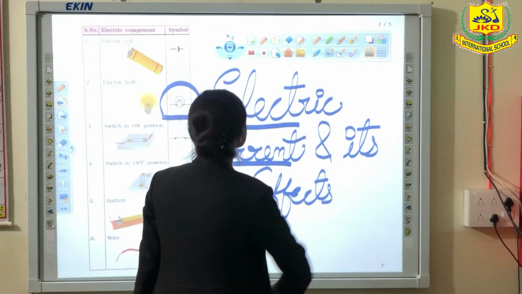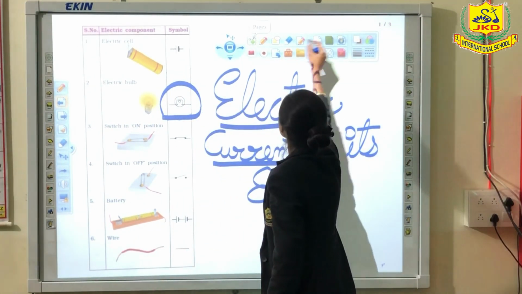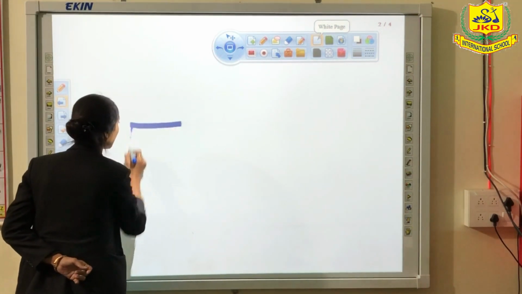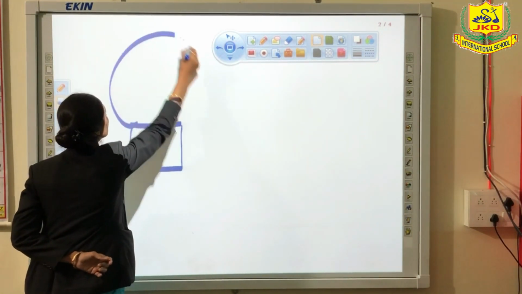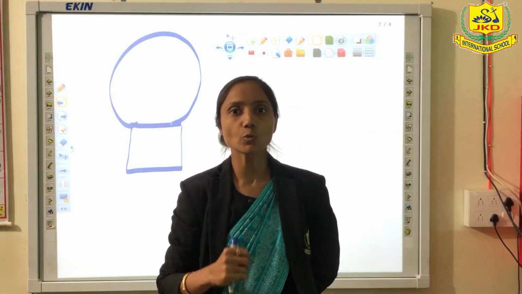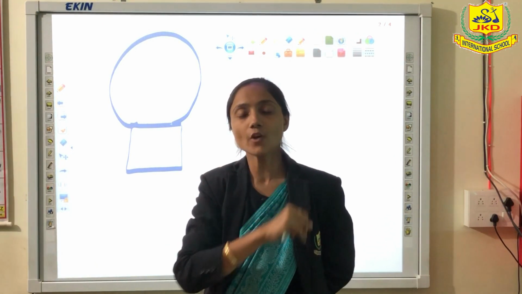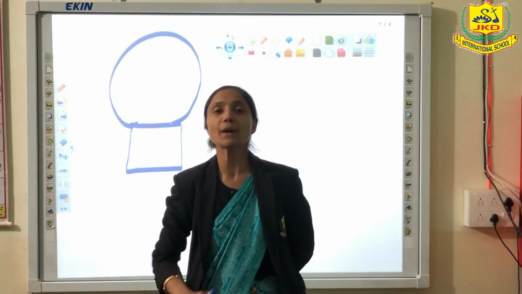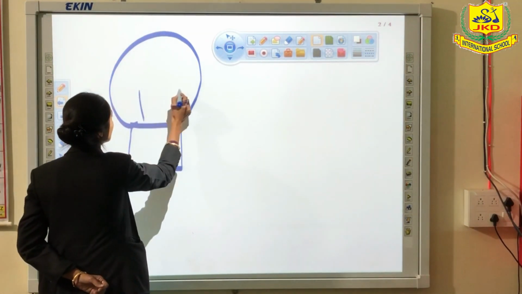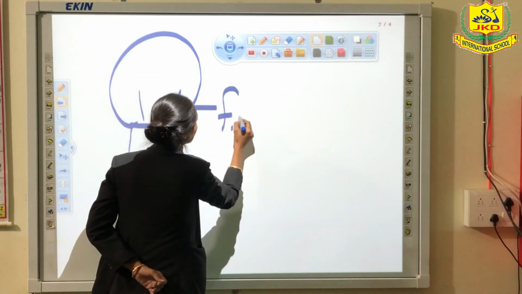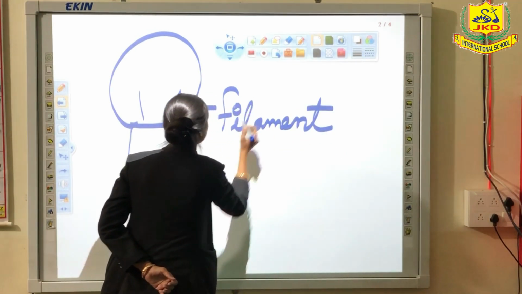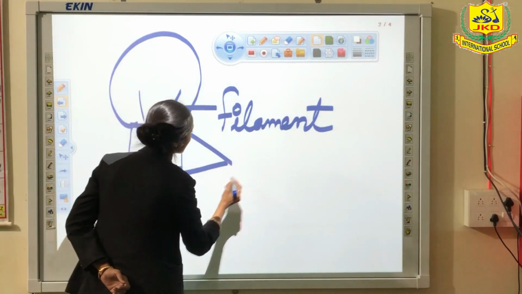Let us understand this on a new page. I'll take a new page so that you can understand. If we take a bulb here, there will be two parts present in the bulb. What are those two parts? First of all is the terminal, and the second part is the filament present in the bulb. So the filament is present here, and there are two terminals.